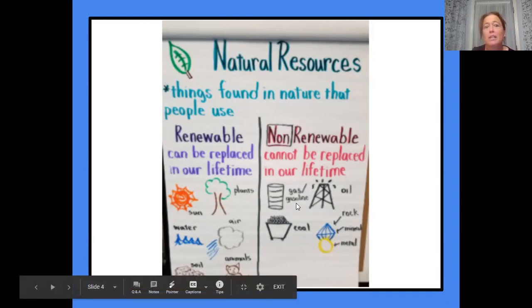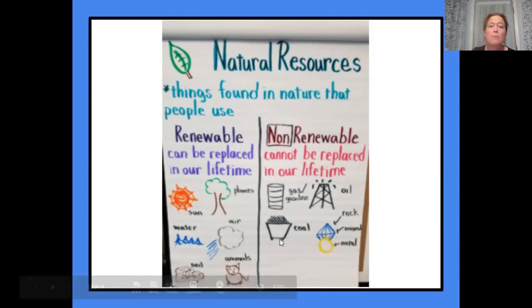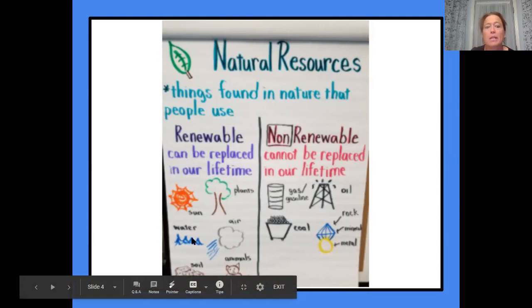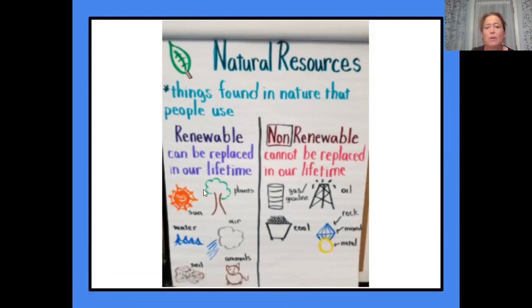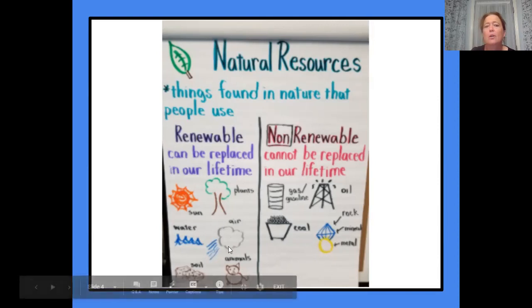So we need to make sure that we're using all of our natural resources properly. For example, making sure we turn the water off when we're not using it, making sure that we're not cutting too many trees down, making sure we're not polluting the air. So all of these things we do need to take care of, but the non-renewable we need to be careful of because they will not come back within our lifetime.